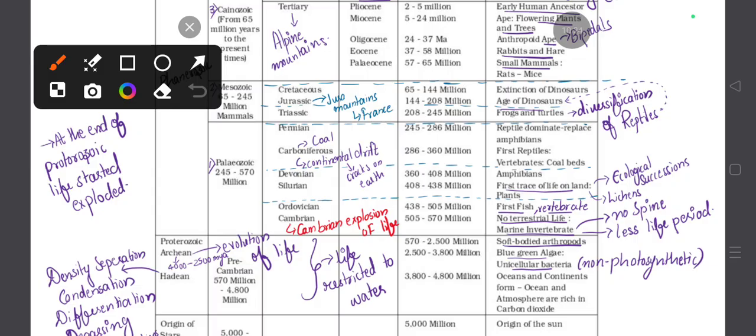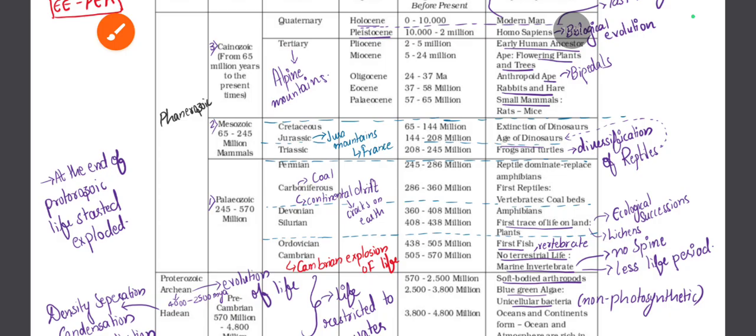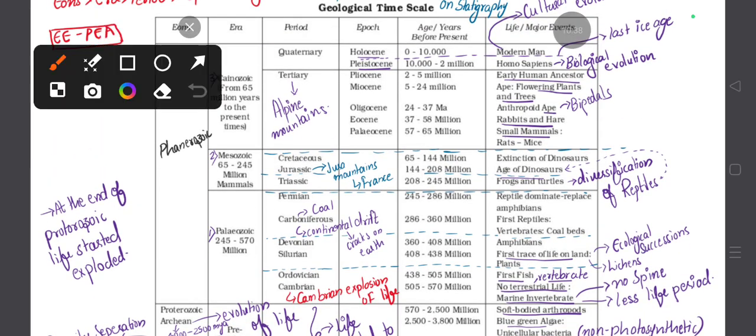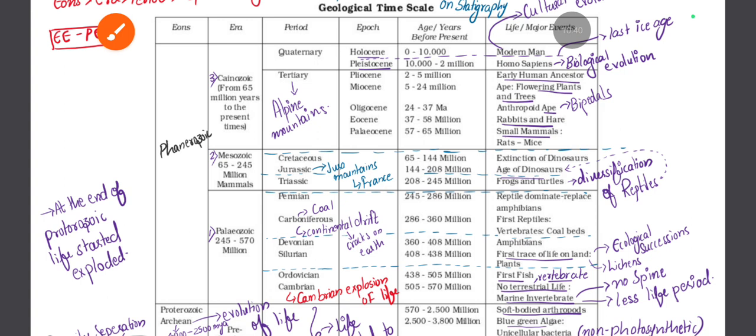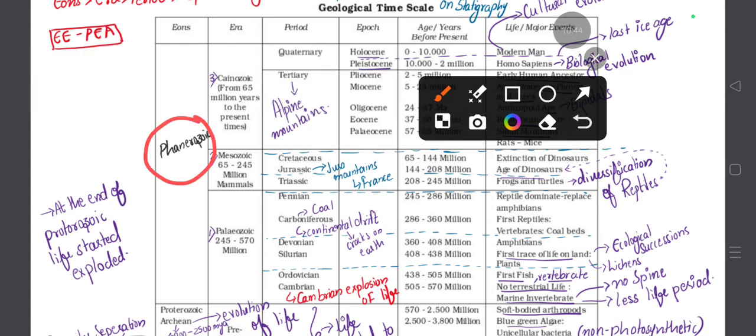Because these are before Cambrian periods. Okay, these were before Cambrian, so that's why we generally call them Precambrian. So I'm repeating again: we are living in the Phanerozoic eon. This Phanerozoic is divided into 3 important eras: one is Paleozoic era, one is Mesozoic era, one is Cenozoic era.